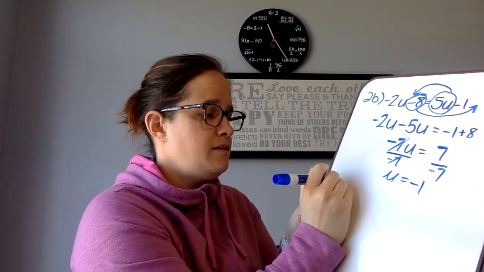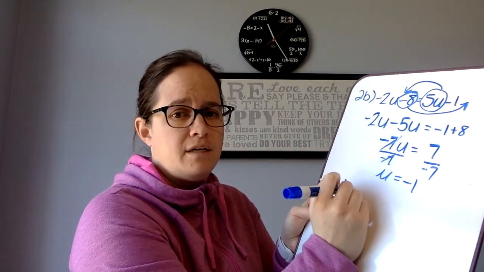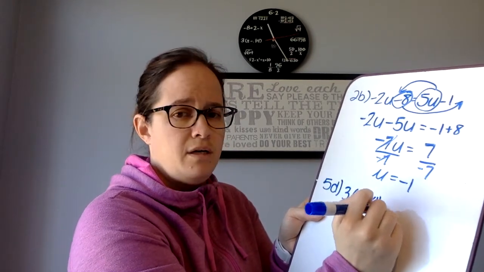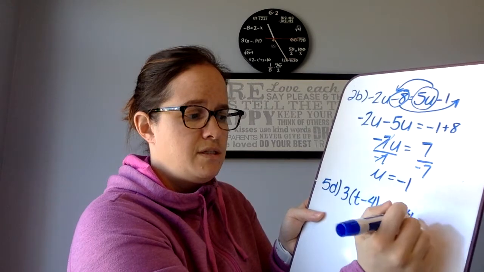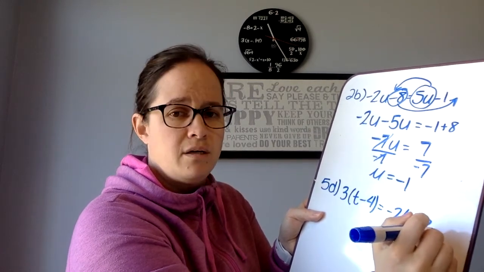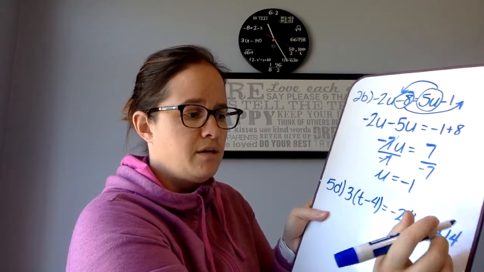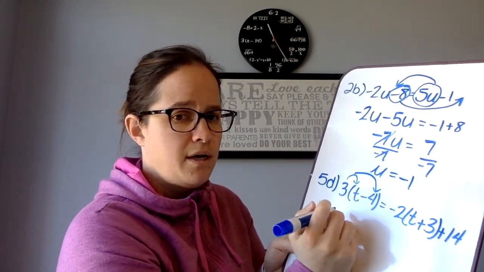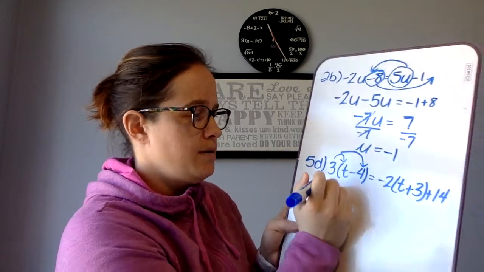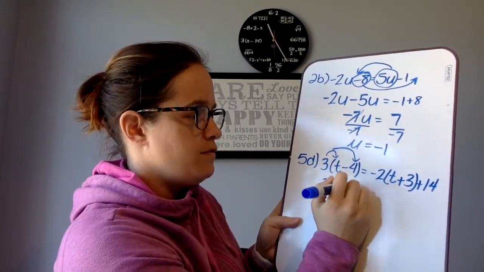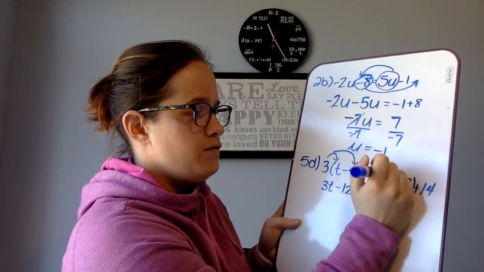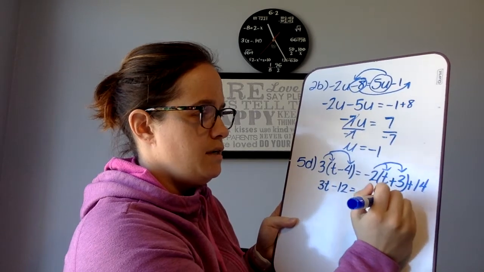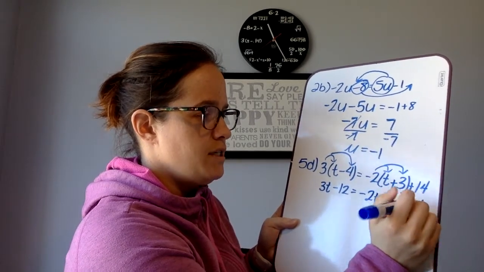5D, let's just do that one for fun. So 5D is 3t minus 4 equals negative 2t plus 3 plus 14. So here we're going to distribute into the brackets. So 3 times t is 3t. 3 times negative 4 is negative 12. Negative 2, we're going to distribute into the brackets. So negative 2t minus 6 plus 14.